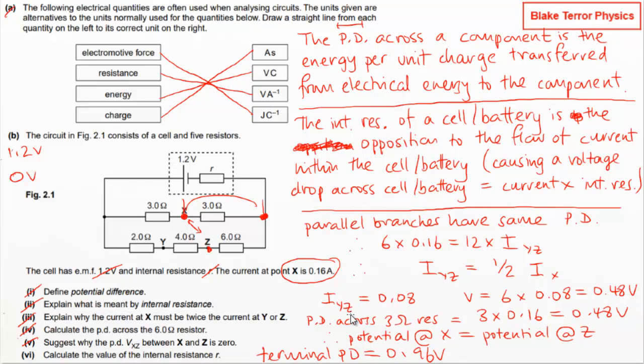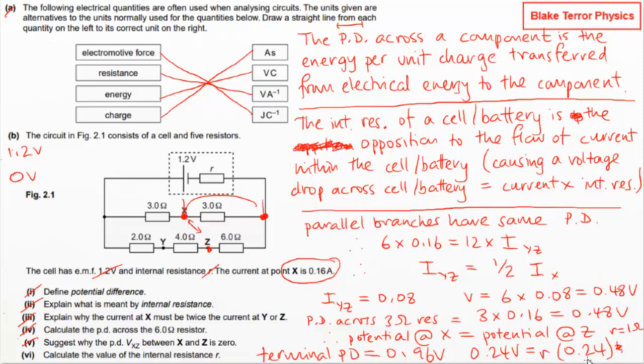That means that we've got 0.24 volts across the internal resistance. So that has got to be equal to our current multiplied by the internal resistance. So what's our total current? Our total current was 0.16 plus 0.08. That's just doing Kirchhoff's first law to get our current through the cell. So that is 0.24. So internal resistance is 0.24 divided by 0.24, which is 1 ohm.